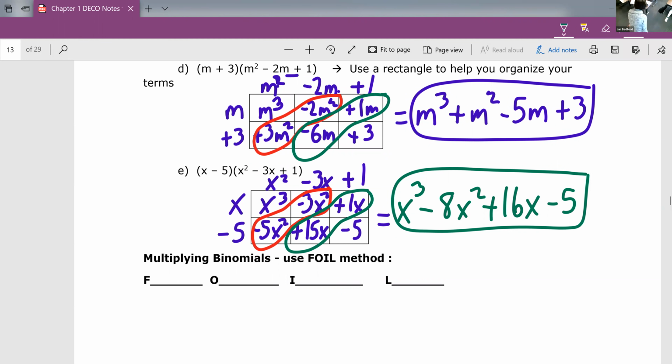So you don't have to use the box, but I like the box just because it keeps me organized and I'm not as likely to leave terms behind.